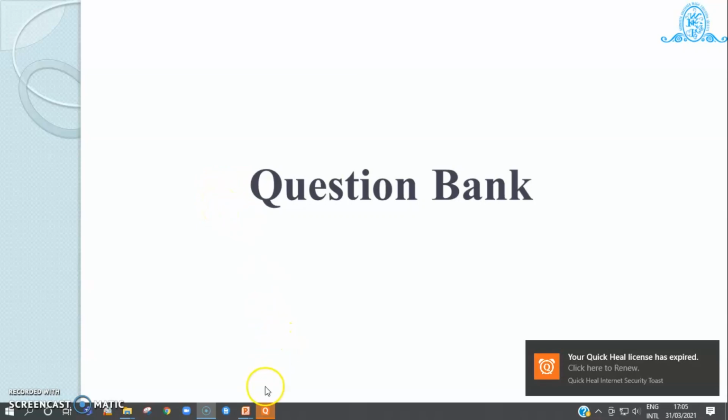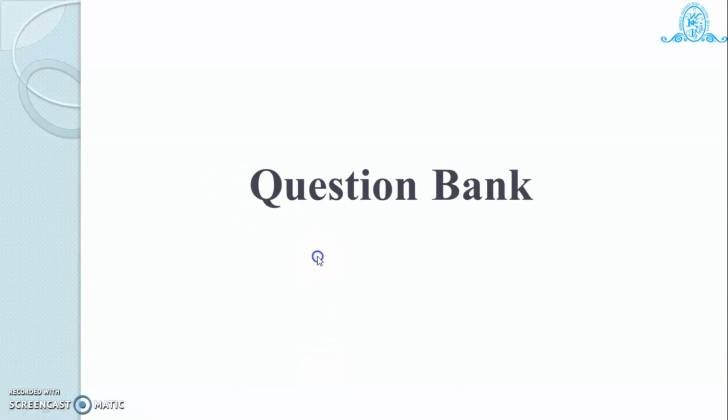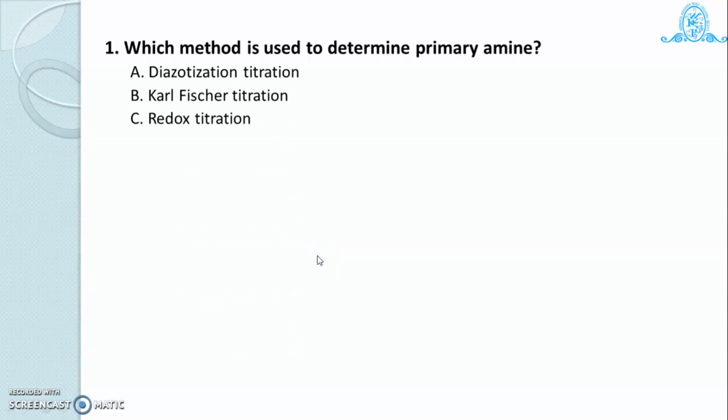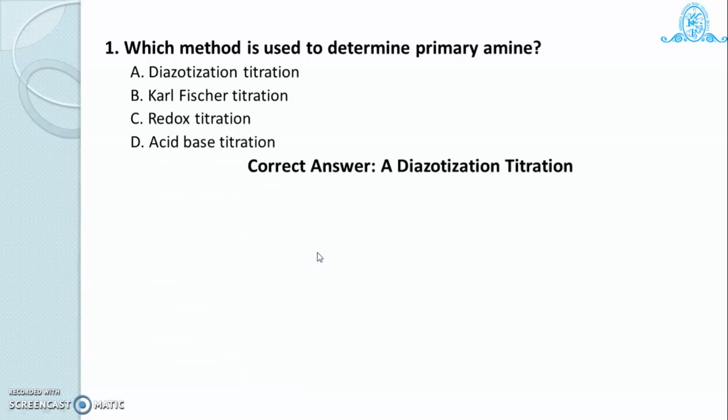Students, let us discuss the question bank related to today's practical, that is assay of Dapsone. First question: which method is used to determine primary amine? Options are diazotization titration, Karl-Fischer titration, redox titration, acid-base titration. The correct answer is diazotization titration.